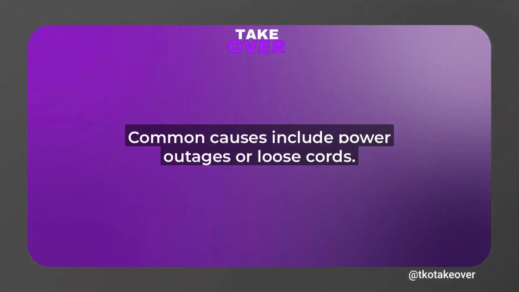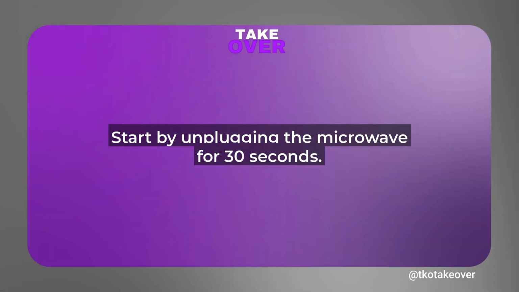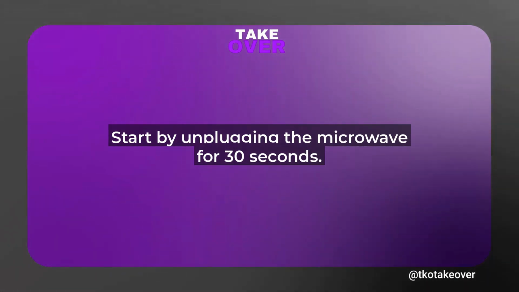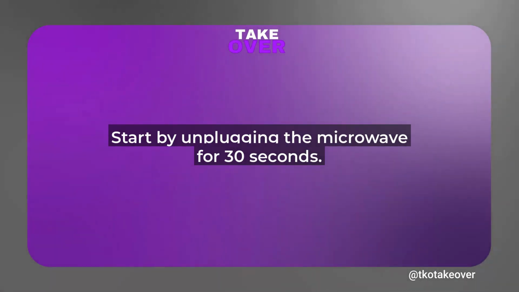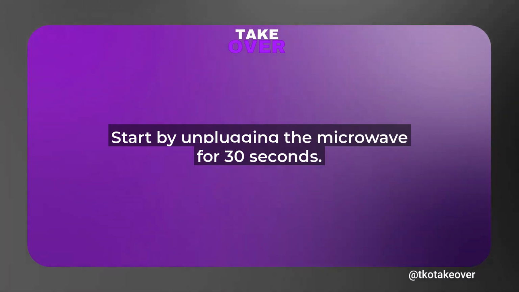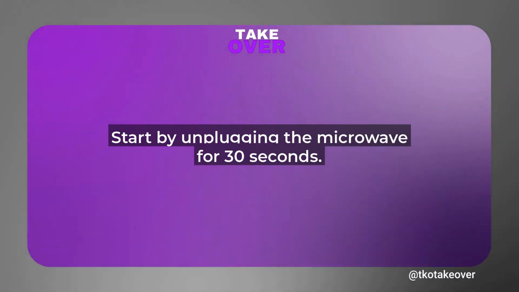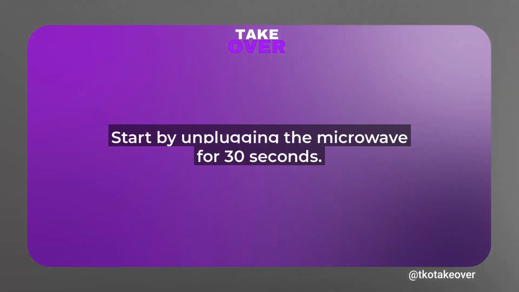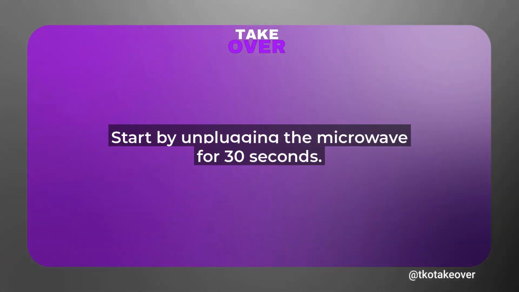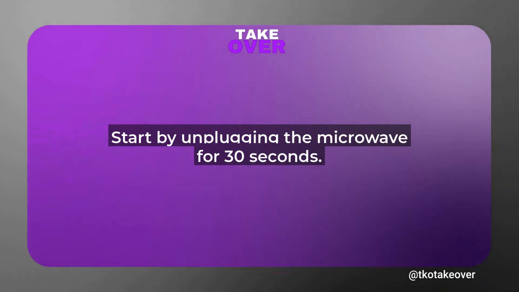First off, let's talk about why this happens. Common causes include a sudden power outage, a tripped circuit breaker, or even a loose power cord. In 2025 GE models, this code is designed as a safety feature to prevent operation after a power disruption. Don't worry, it's usually not a major issue, but ignoring it could lead to bigger problems down the line.